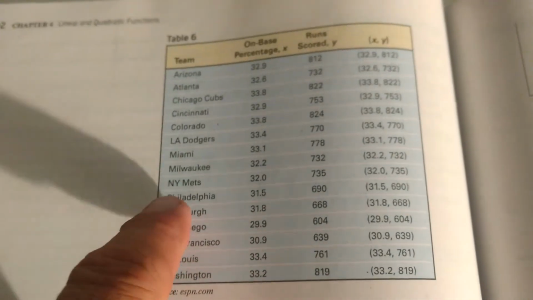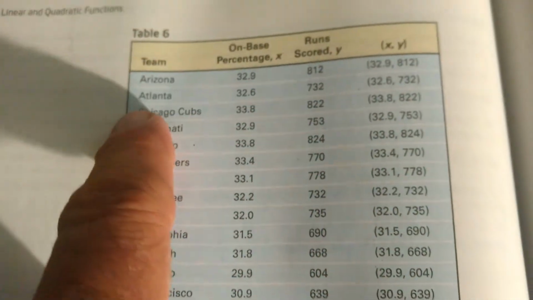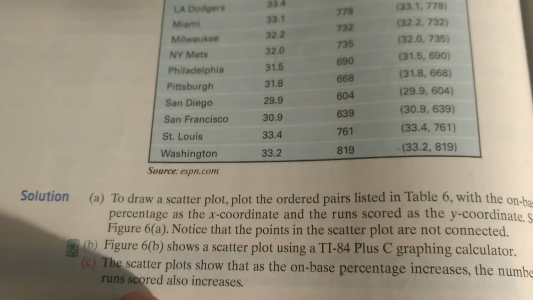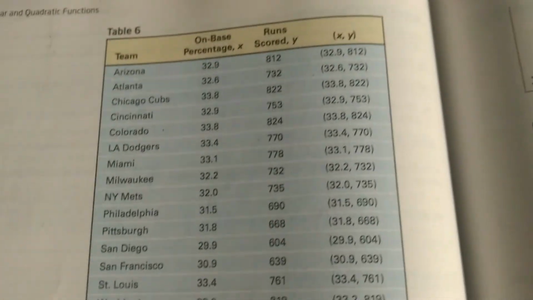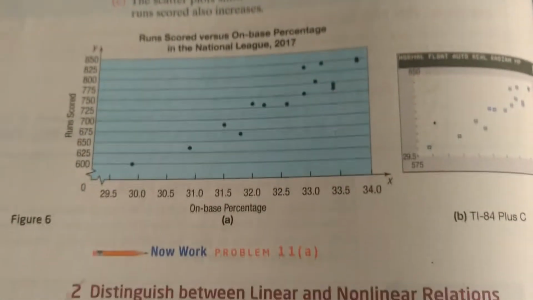And this is information about on-base percentage and runs scored for some major league teams, I can't remember what year it was, but in some year. So here's the ordered pairs that we plot, and this is on page 392 or 292 of your textbook. And here's the scatter plot that we get. And if you use a calculator, there's that too.